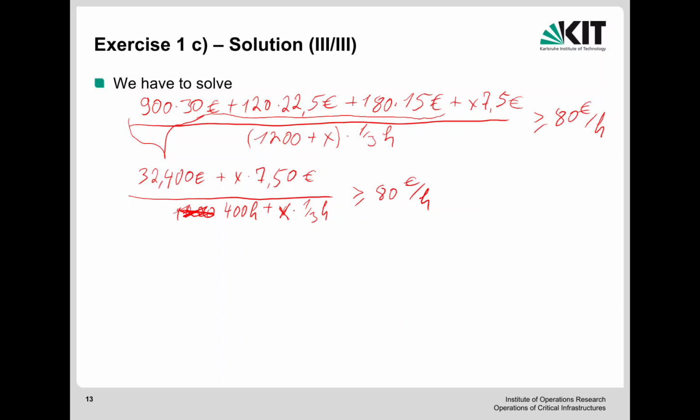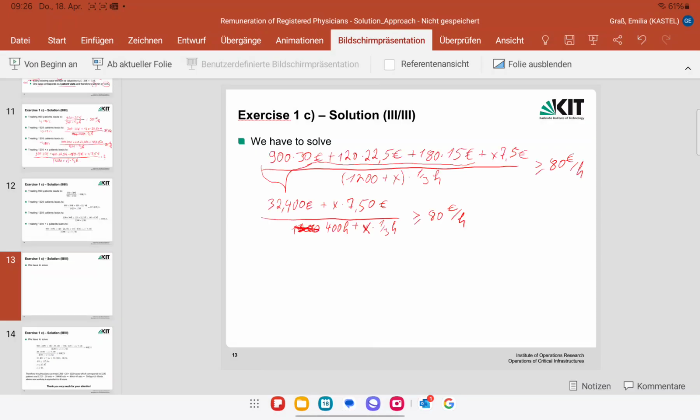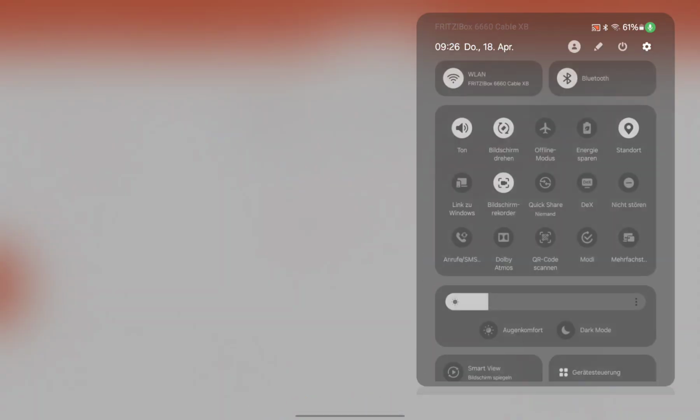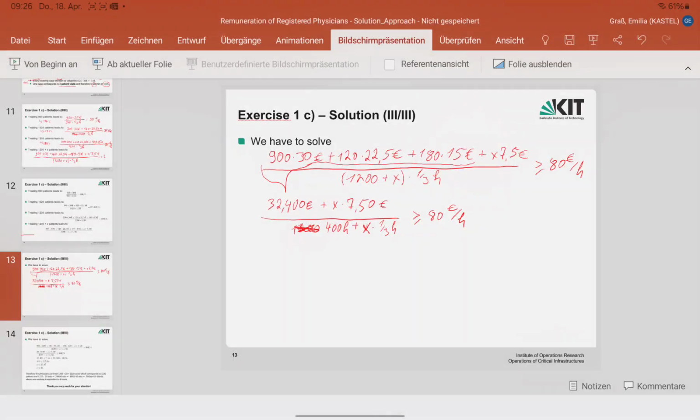Sorry. No, it's going back. Yeah, I want to have it here. Okay, sorry. So the techniques and the digital solutions are not always how they should work. So I'm sorry for that.